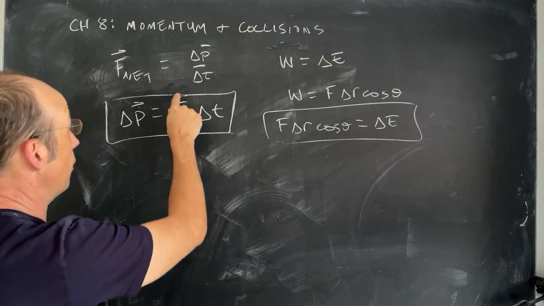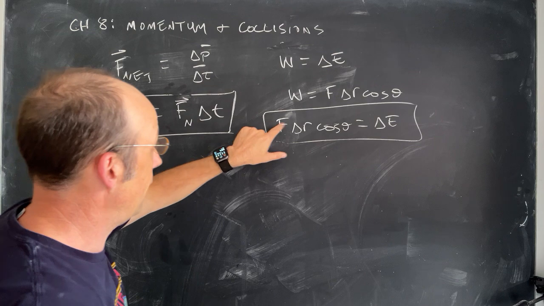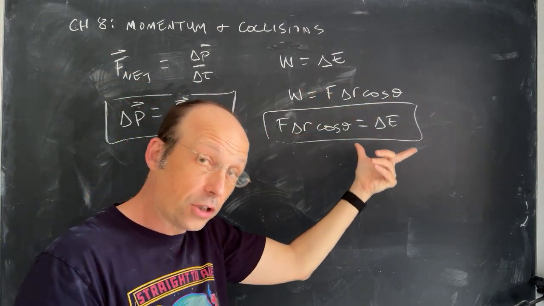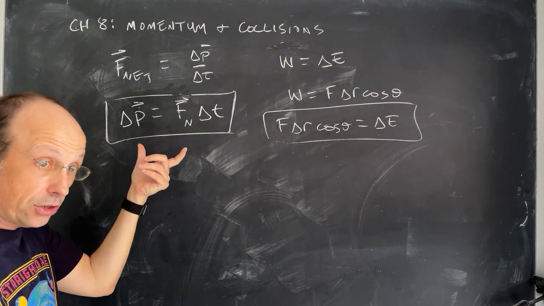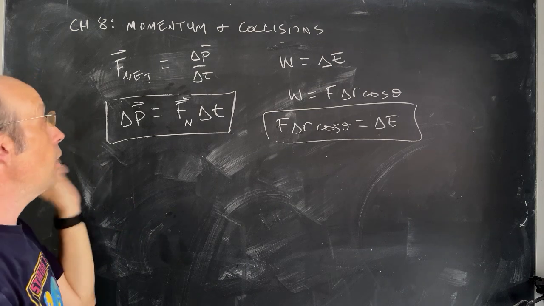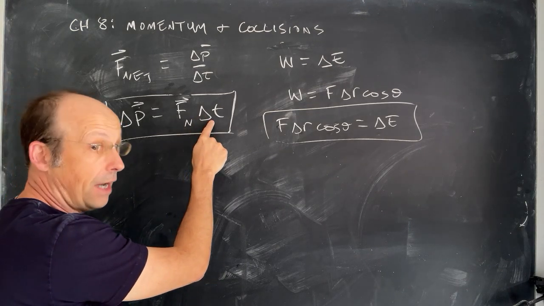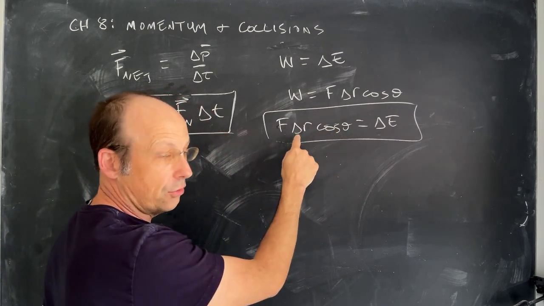Number one, you'll notice vector, vector; scalar, scalar. So the work energy principle is a scalar relationship. It does not give us direction. The momentum principle is a vector relationship. It gives us direction and vector values. Number two, look at that. A force and a time. A force and a displacement. Don't worry about the cosine theta because usually it's 1.